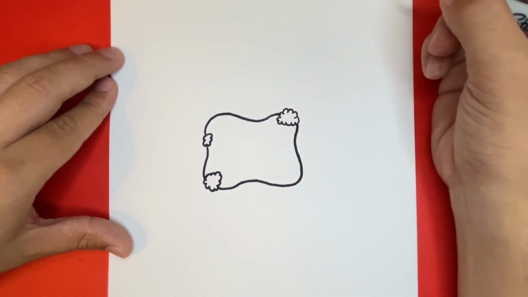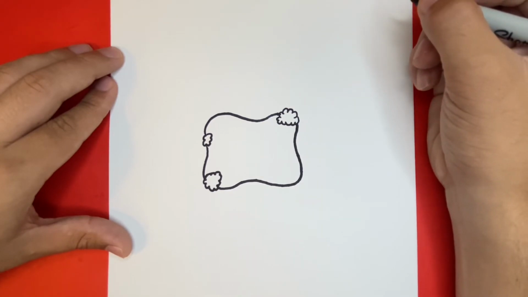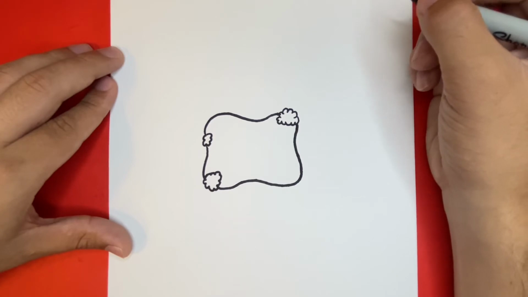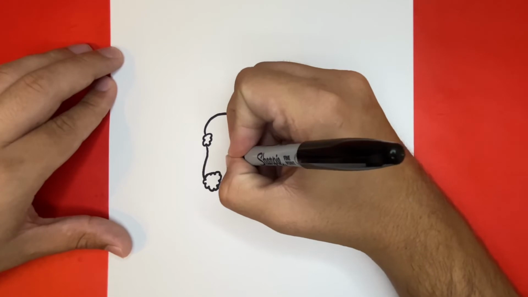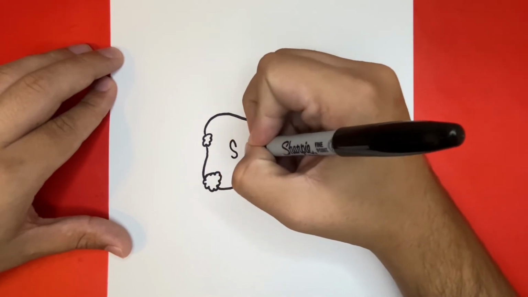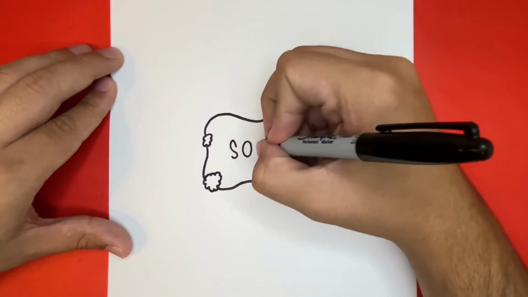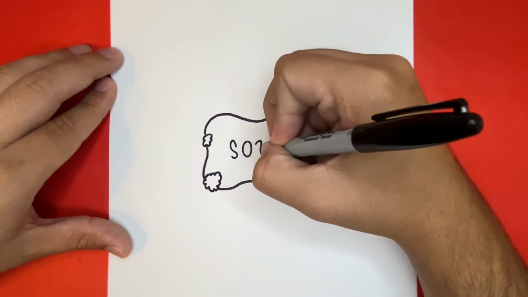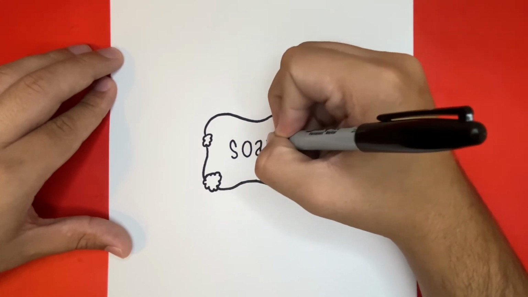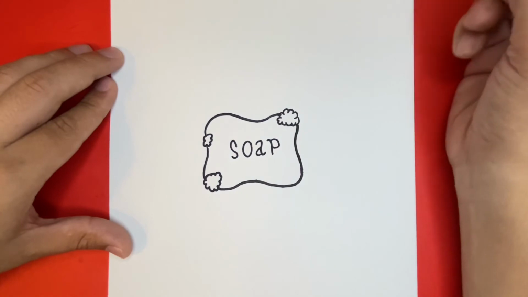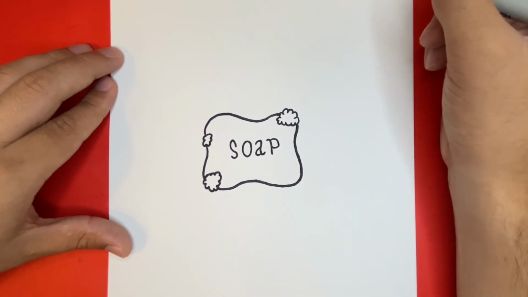Now in the center of the bar of soap that we just made, we're just going to simply write soap. And for this part, you can use any font that you wish. Fantastic. Now last but not least, I'll add a couple small curved lines on the inside for detail.